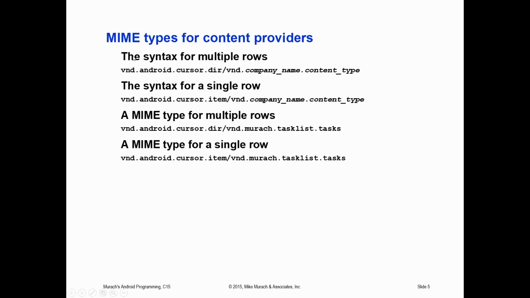You can see here where we talk about MIME types for a URI. The first syntax shows how you can return multiple rows. All right, so it's got the dir in front of it. The second one shows how you can just return 1 row.